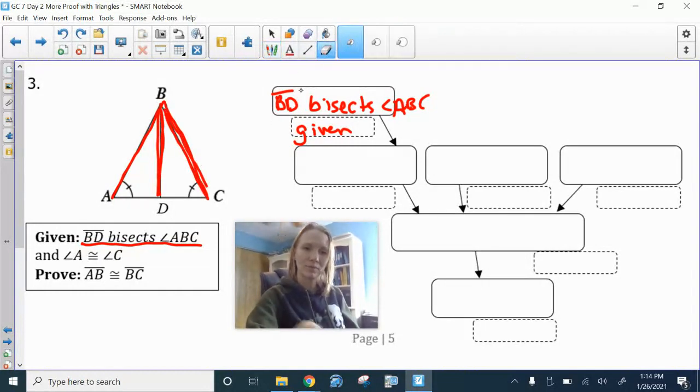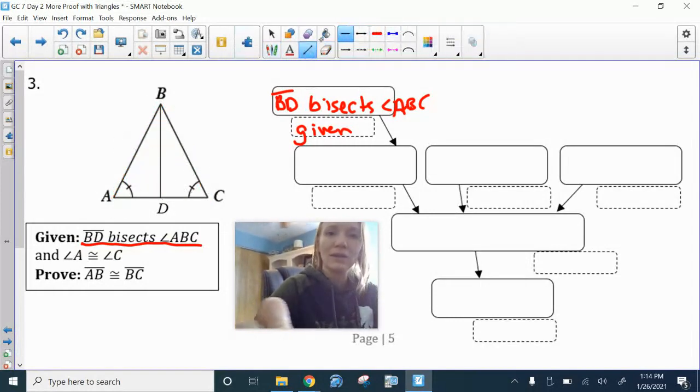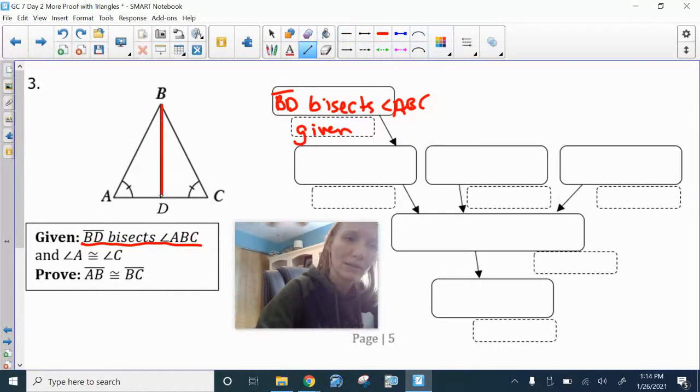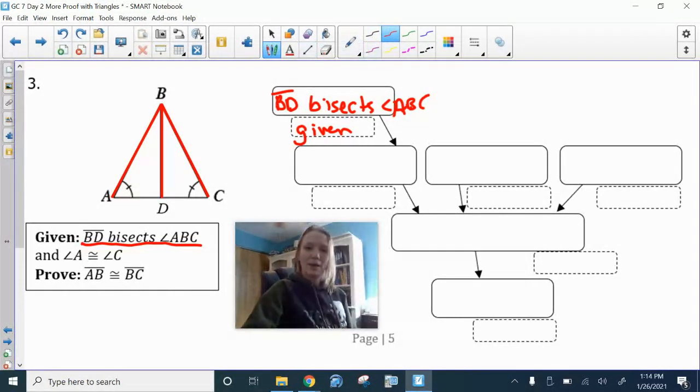I'm going to redo that. Hold on. Let's see here. Let's make that a little nicer. BD bisects ABC. There we go. It's just a little harder to do that. Okay. Handwriting's not the neatest thing in the world for me.